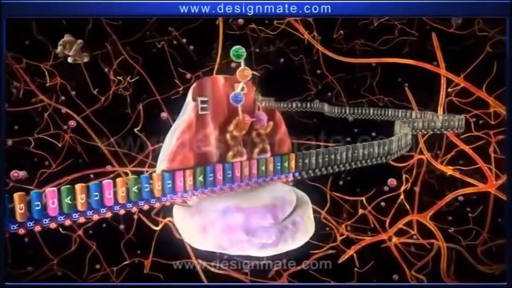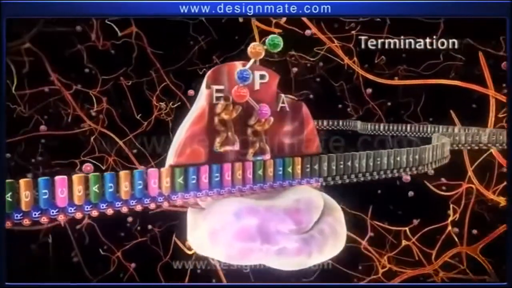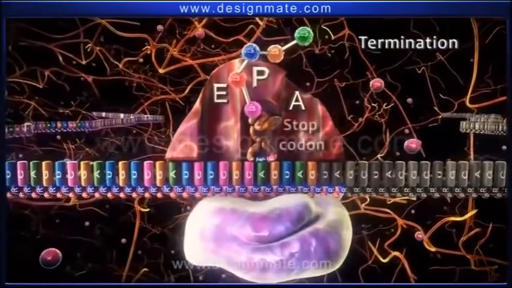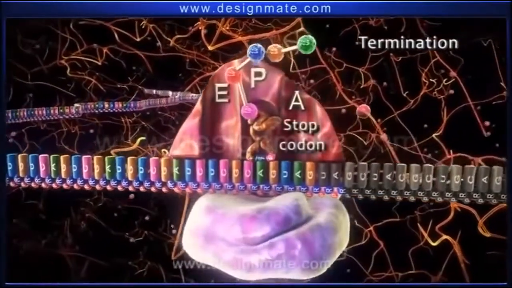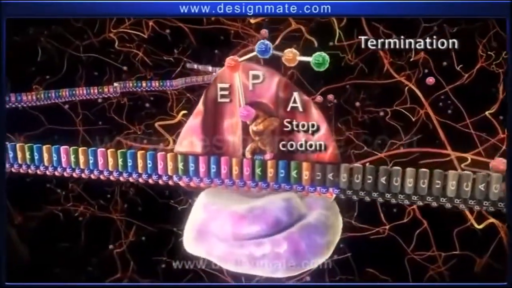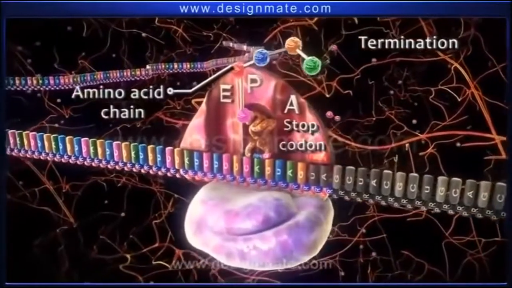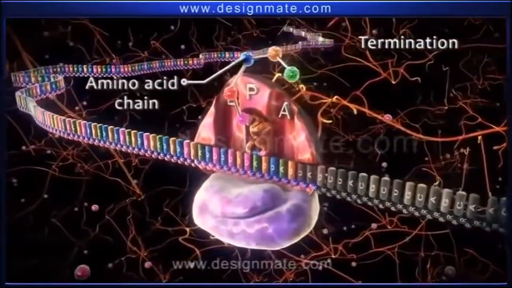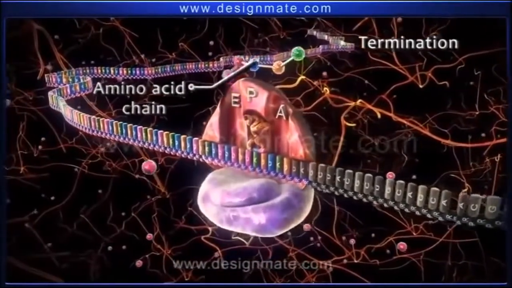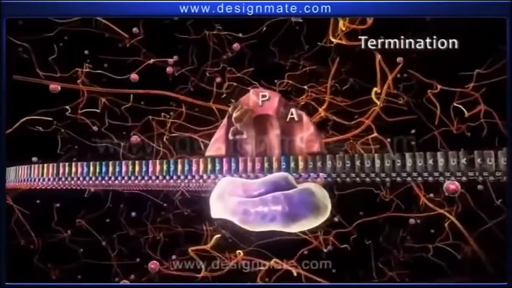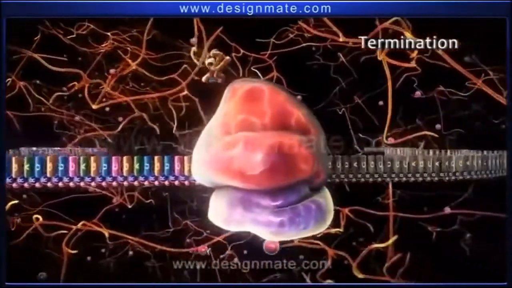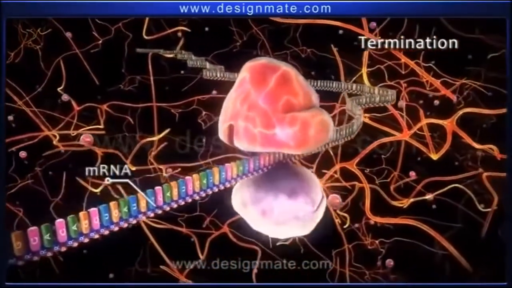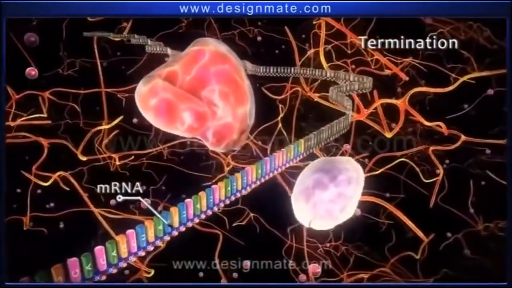The last stage of protein synthesis is the termination stage. When the ribosome reaches the stop codon UAG, elongation stops and the newly formed amino acid chain, which is the protein macromolecule, detaches from the ribosome. Subsequently, the ribosomal subunits along with the tRNA dissociate from the mRNA.